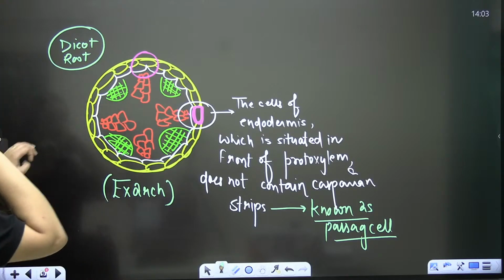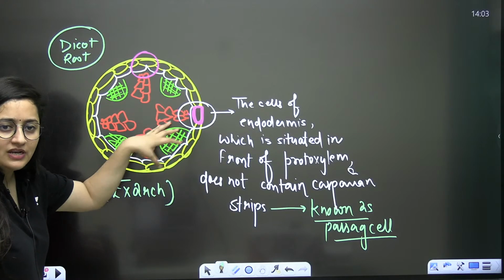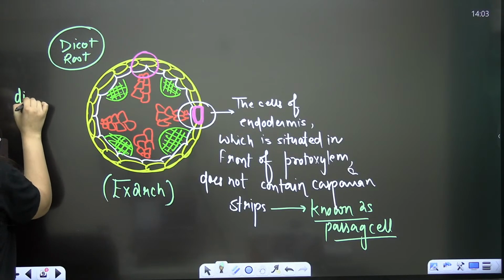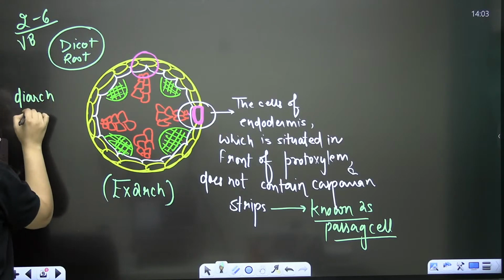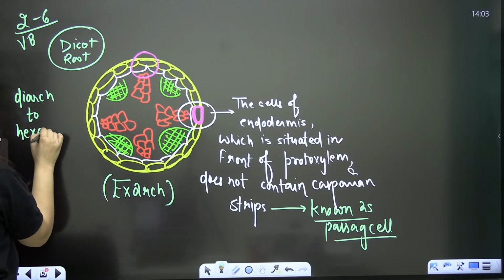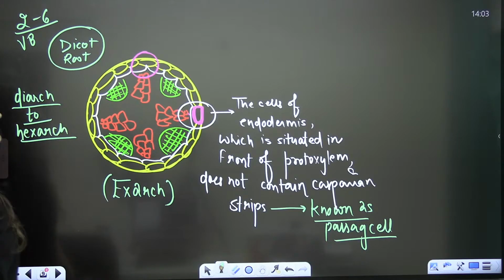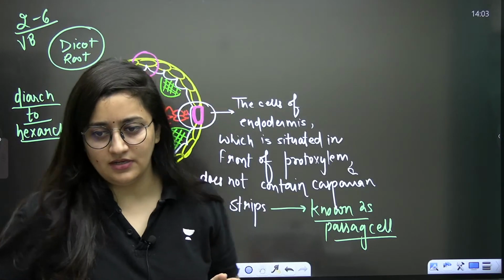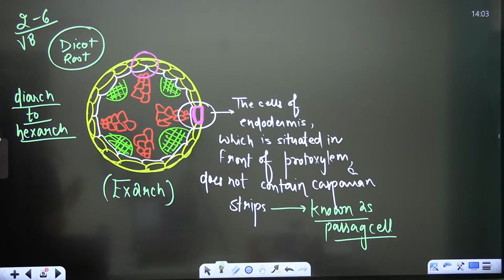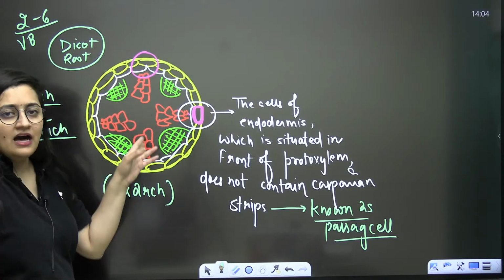And when it is the dicot root, if you see the xylem and phloem, the total number of vascular bundles can be from 2 to 6. So it is diarch to hexarch. Mostly it is tetrarch, but when it comes to the arrangement of these vascular bundles, especially the xylem, 2 to 6 bundles are present. Clear? It is diarch to hexarch when it is the dicot root.